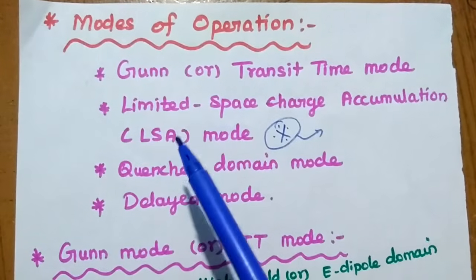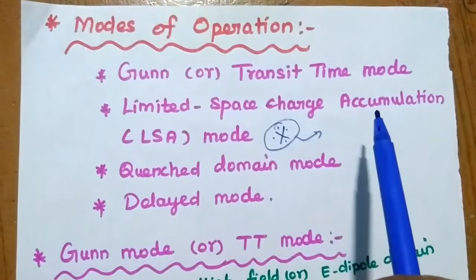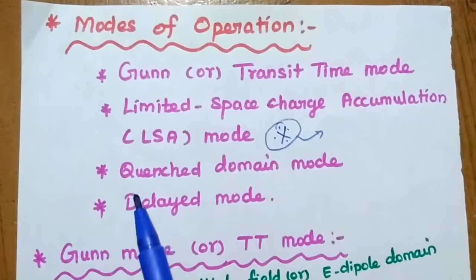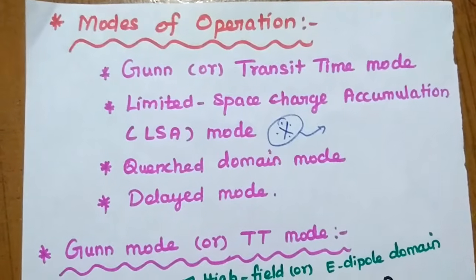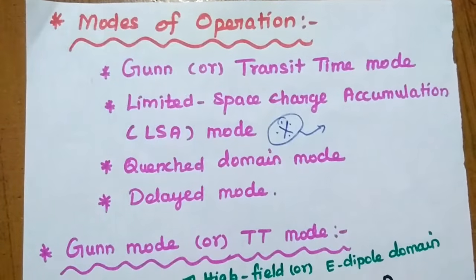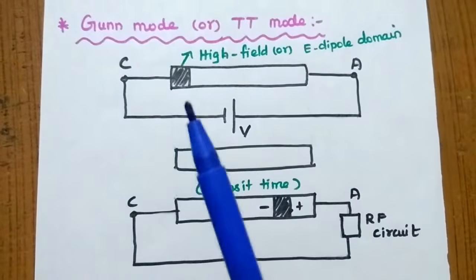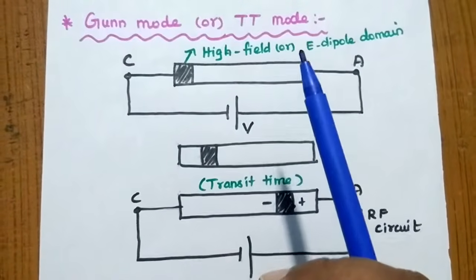Okay, so LSA represents limited space charge accumulation. Limited space charge accumulation mode, quenched domain mode, delayed mode. So there are 4 modes of operation available in Gunn diode. So first one is Gunn mode or TT mode. TT means what? Transit time mode.